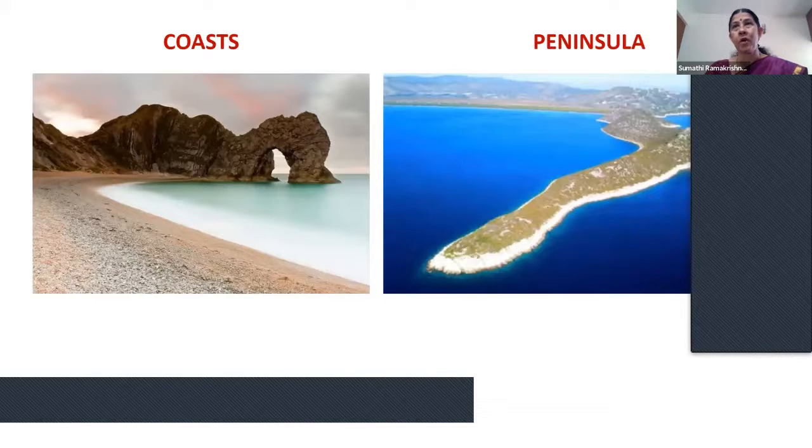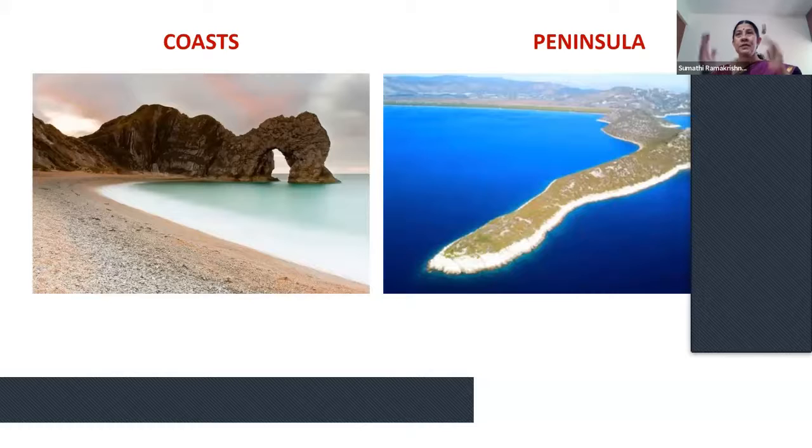Then we talk about coast. So you can define what is a coast. It's a place where the land meets the sea. This is called the coast, the border. And you can ask for examples from our own country. Yes, they can come out with one or two examples, or if it is explained in the reader, it's fine.